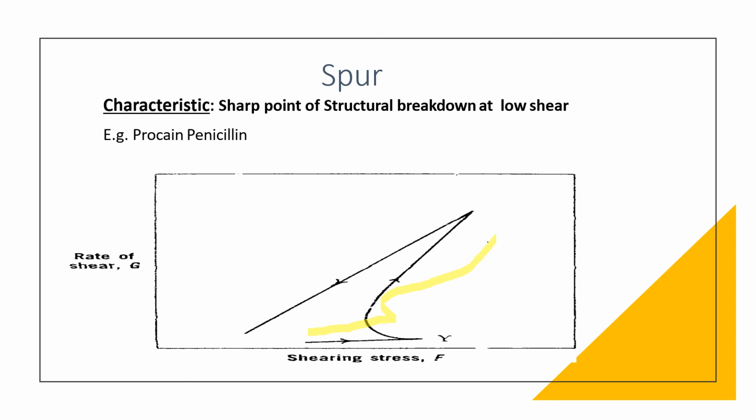So this was all about bulge and spur. Hope you understood the concept and the difference between the two types of curves and how they are utilized in the pharmacy field because of this complex hysteresis loop that is obtained.